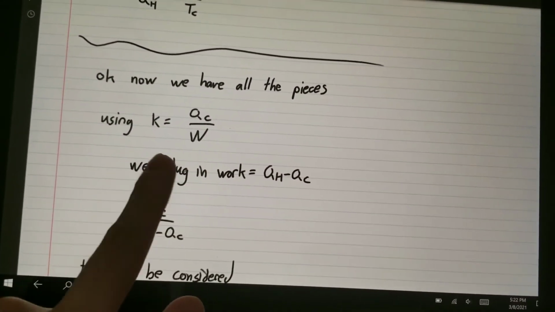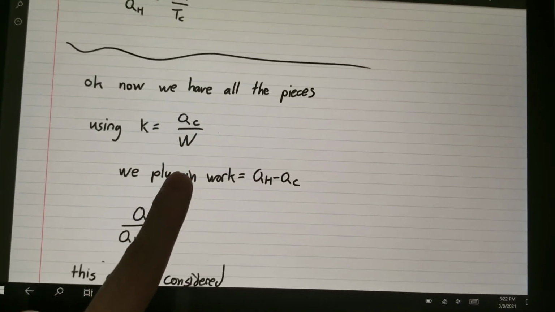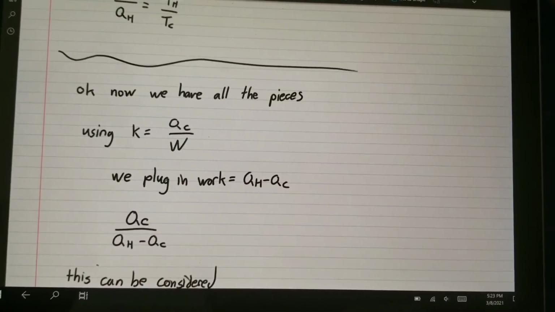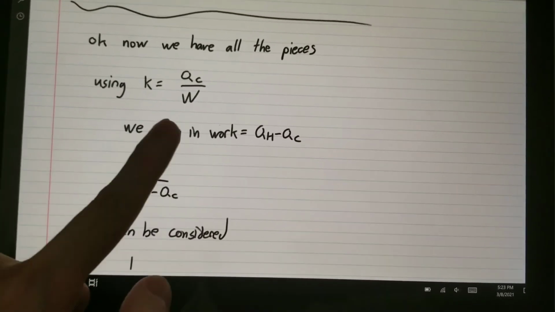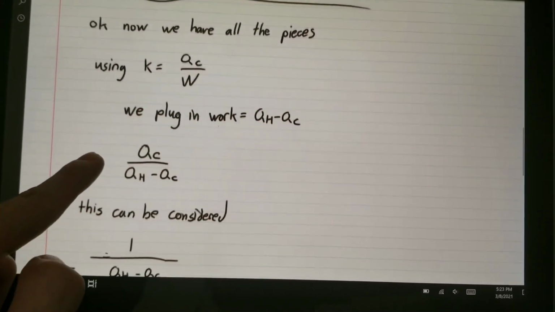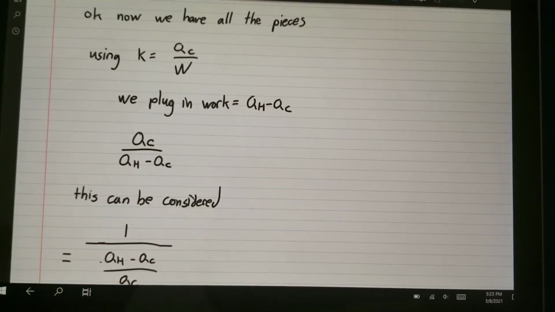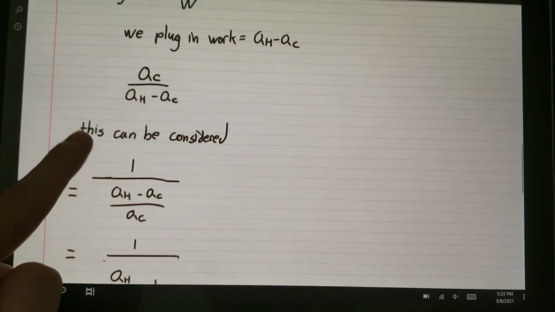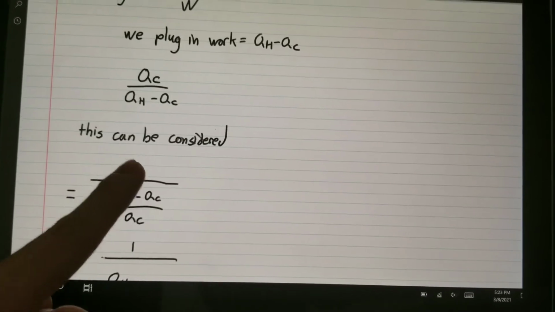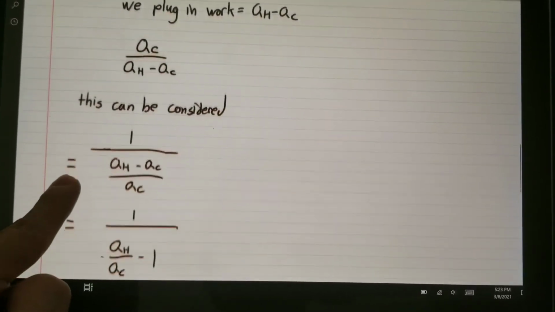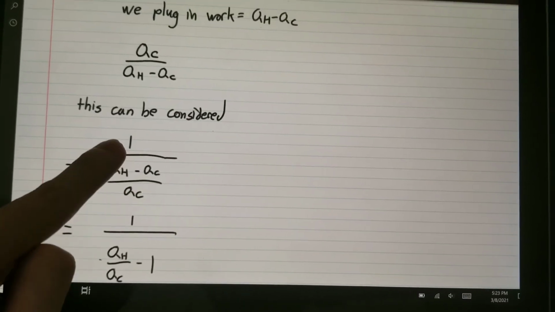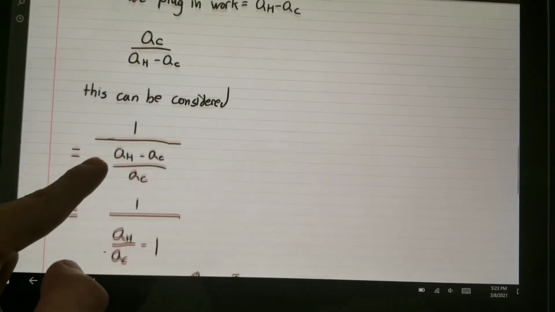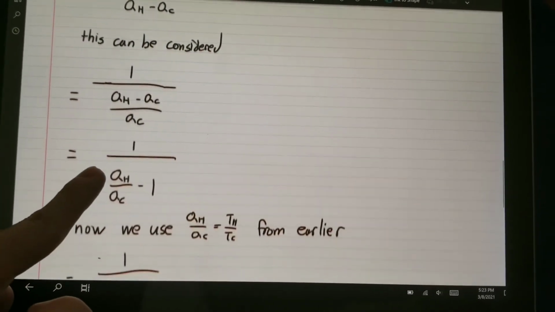So using K is equal to QC over W, as I mentioned at the very top when we start out the problem, we again plug in that work is equal to QH minus QC and end up with this equation right here. So this can be considered to look exactly like this. So if we put it at the bottom, it'll be divided up into the numerator, but we want it in the denominator so we can simplify it out like this.